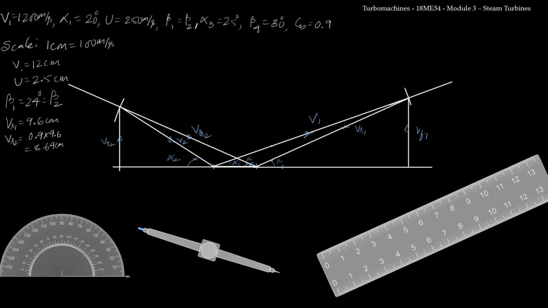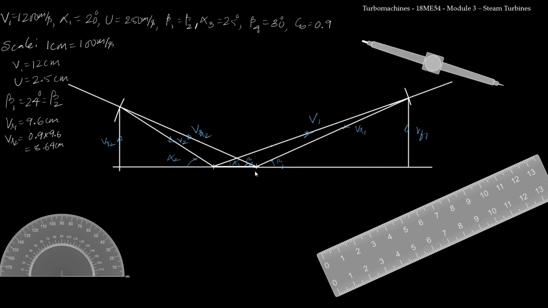Now I need to draw the second stage velocity triangle. For that I need to extend U downwards. So from here I will draw a vertical line downward, and from this point I will draw a vertical line downwards. Now at a convenient distance I will draw U. As we know, U remains same for both the triangles. So I have constructed U here.